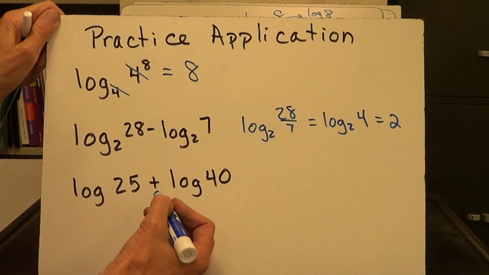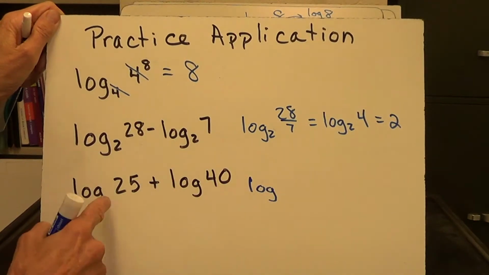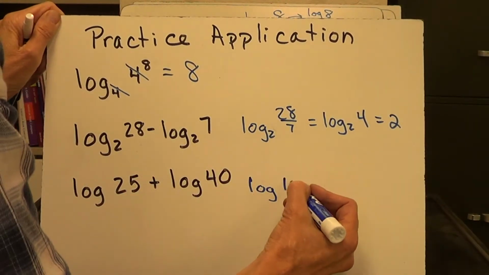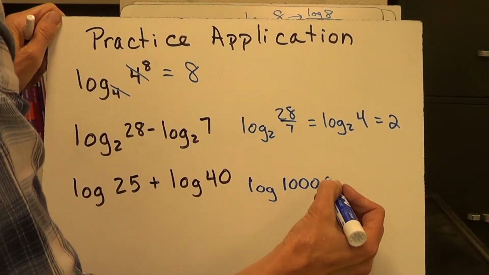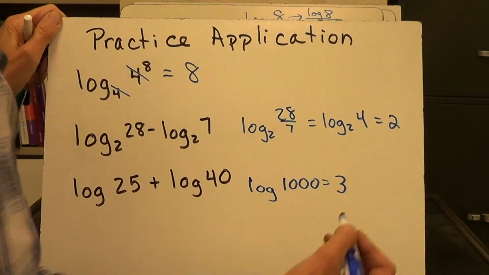Okay, we have a plus here. That means that we can multiply. So log, there's no base, so we know it's base 10. 40 times 25 would be 1,000. 10 raised to the third power equals 1,000.